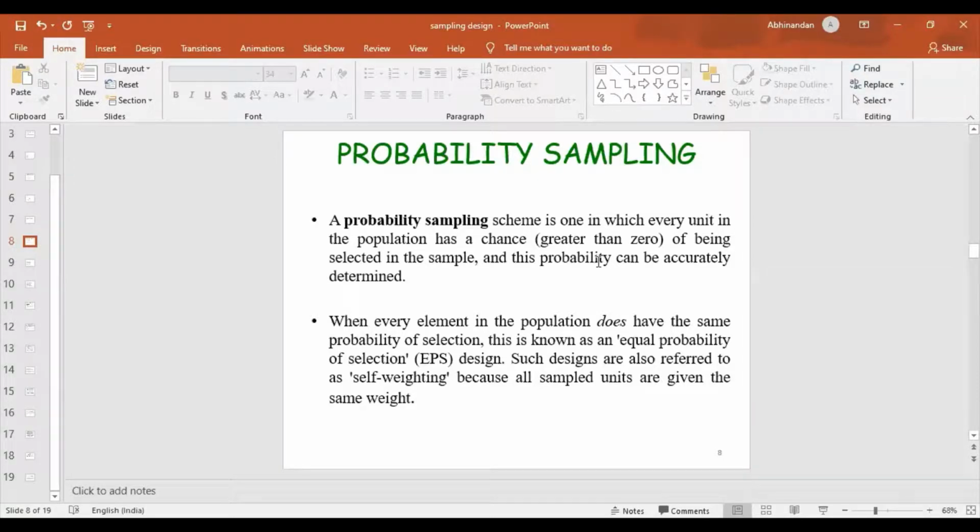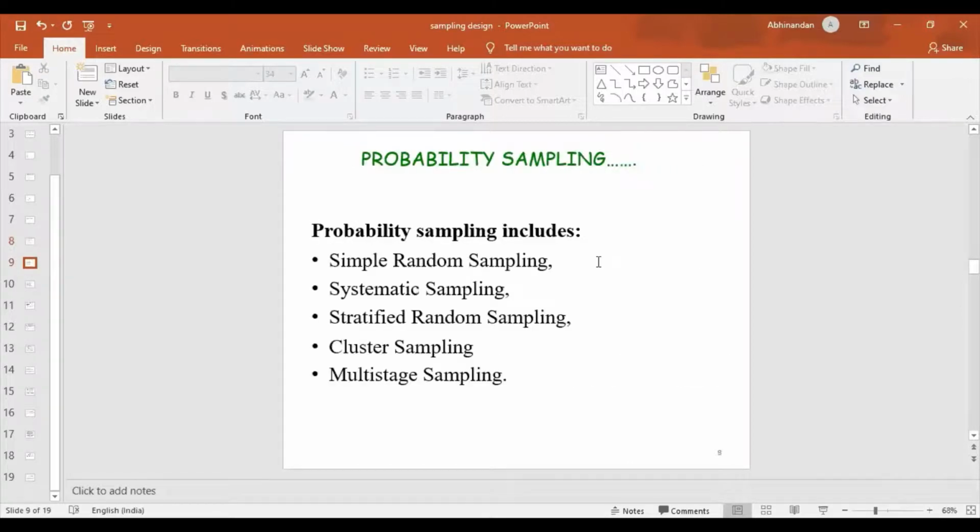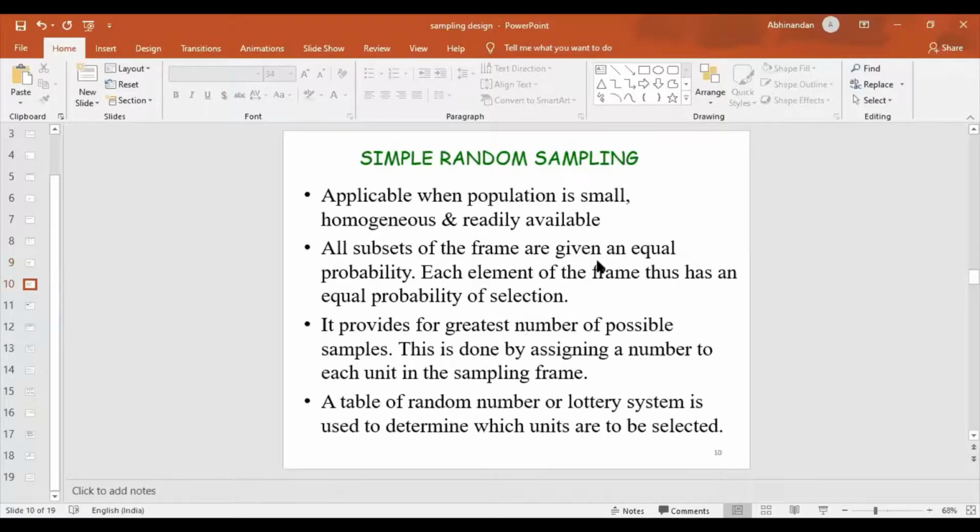See, in probability sampling technique, different methods or different types are included. The first one is simple random sampling technique, or systematic sampling technique. The third one is stratified random sampling technique, and cluster sampling and multi-stage. All these are probability sampling techniques. Probability sampling technique means every unit in the population gets an equal chance. And the first one is simple random sampling technique.